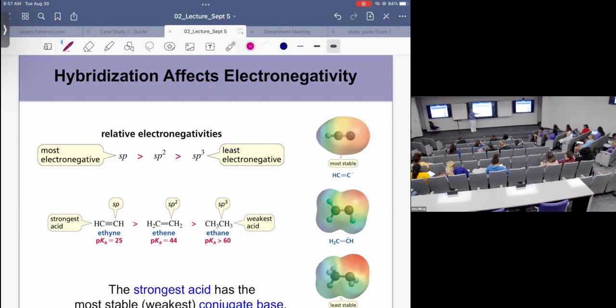An sp2 carbon is more electronegative than sp3, so it's a better acid and it has a pKa of 40 to 45. But an sp carbon is a much better acid. In fact, it's a better acid than an amine. With the percentage of s character, it's very electronegative and has a pKa of 25.